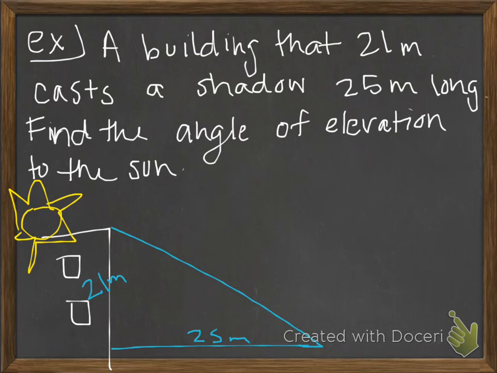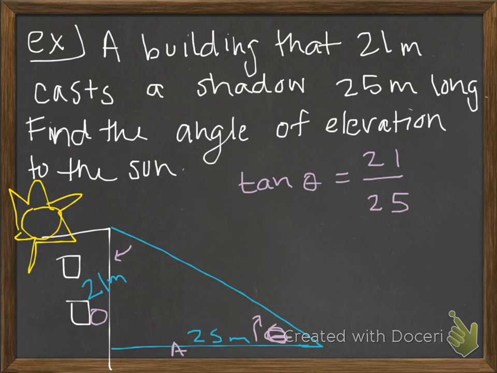So elevation implies that the angle is going to be looking upward. So that means the angle of elevation would be the one in the bottom corner, because notice it's going up, whereas this angle is traveling down. So if this is my theta right here, this is opposite, this is adjacent. So again, we're dealing with tangent. So tangent of theta equals opposite, which is 21, over adjacent, which is 25.